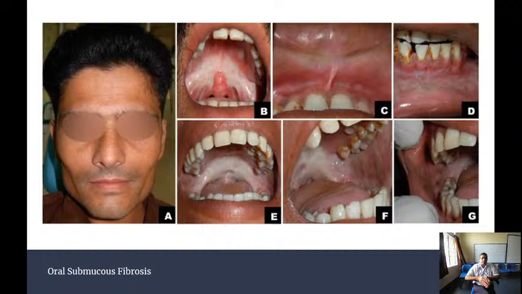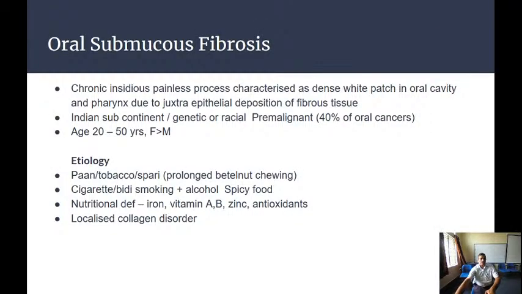Oral submucous fibrosis is quite a common condition which we see in our country, and this is particularly because of tobacco chewing. It's a chronic painless process, where there is a white patch in the oral cavity, particularly in the soft palate region. The etiological factor mostly is the pan, the tobacco or the supari, which is kept in the oral cavity for a long time.